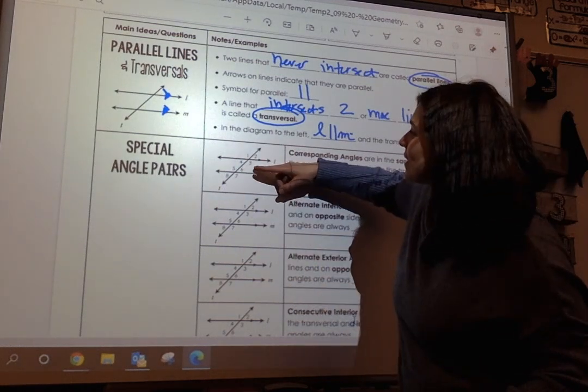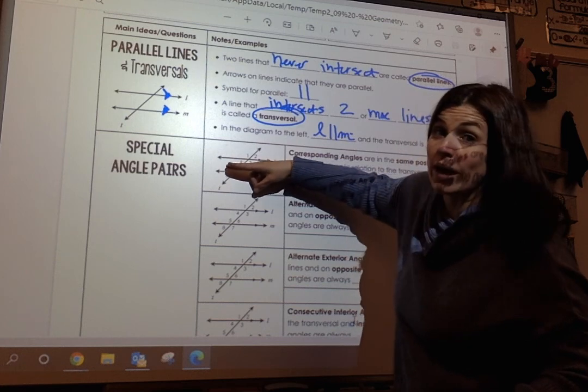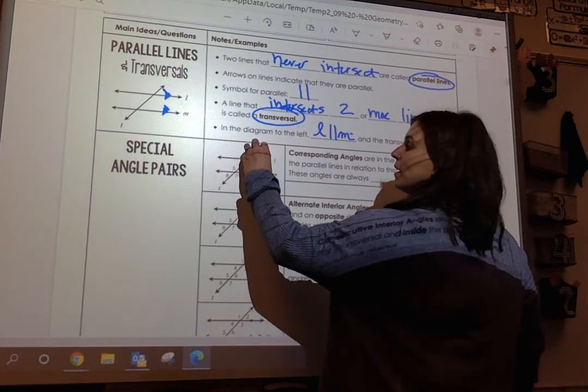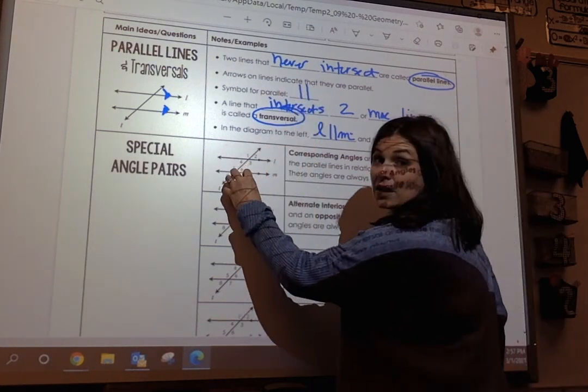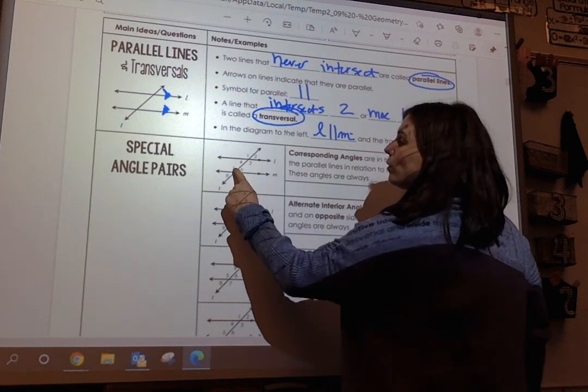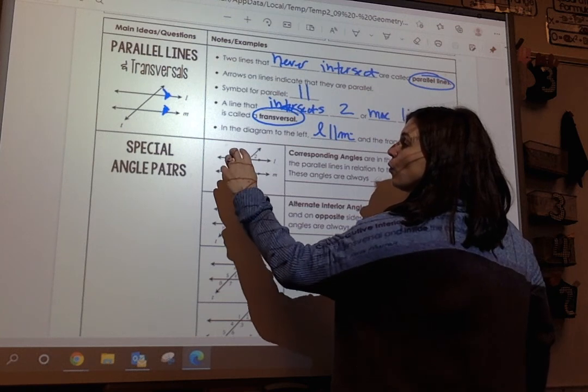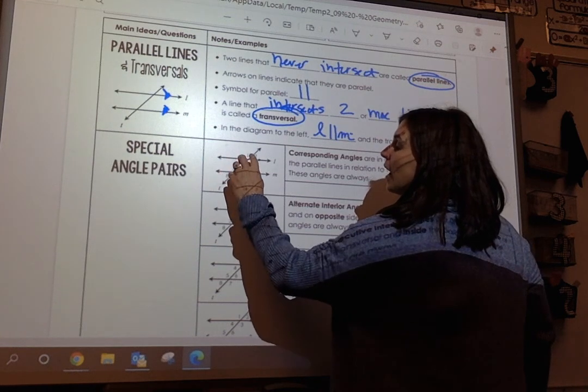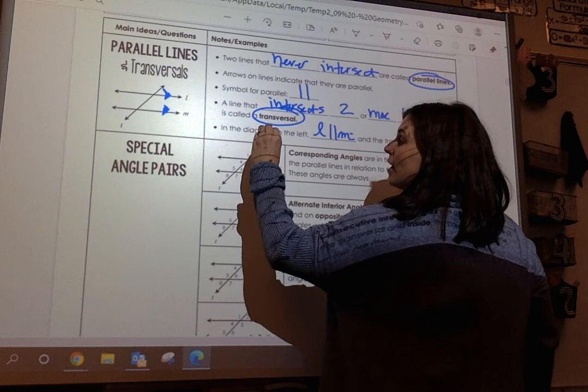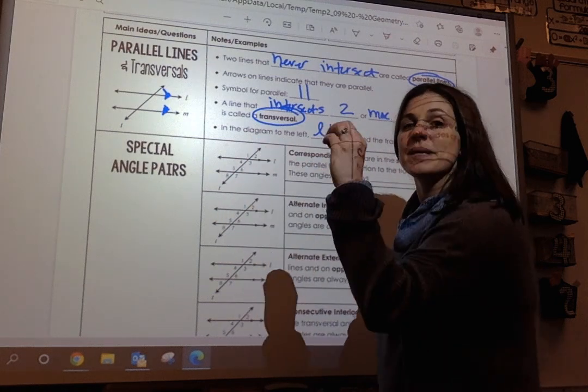If you were to take scissors and cut this right in the middle, and you picked up these four angles and set them right on top of each other, one would be sitting on top of 5, 2 would be sitting on top of 6, 4 would be sitting on top of 8, and 3 would be sitting on top of 7. They correspond, they're in the same position.